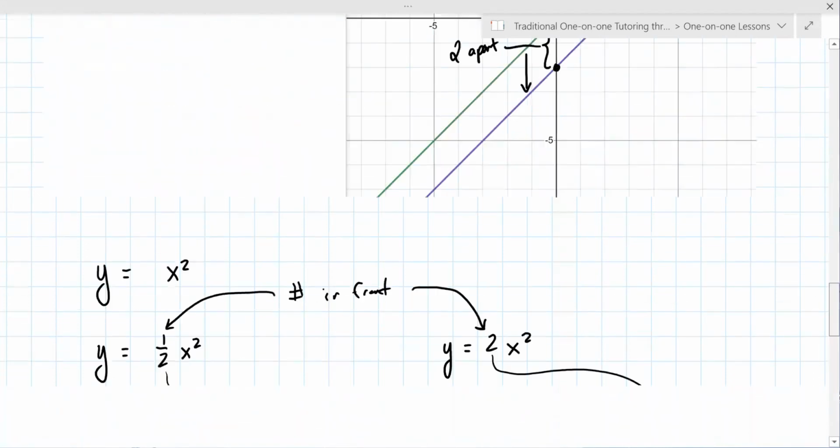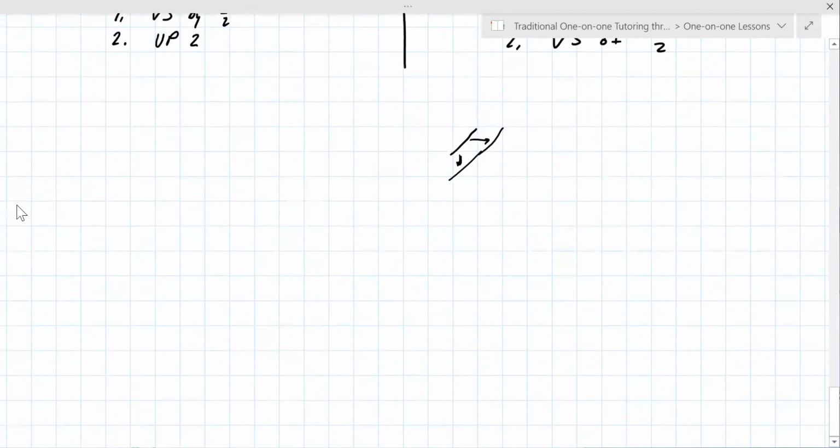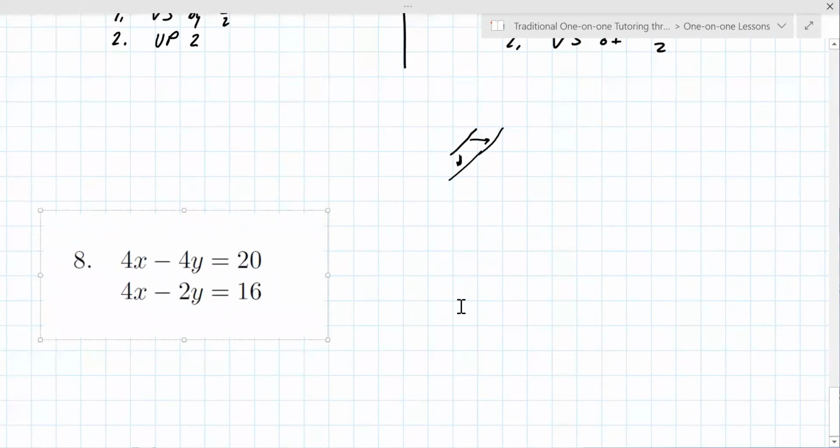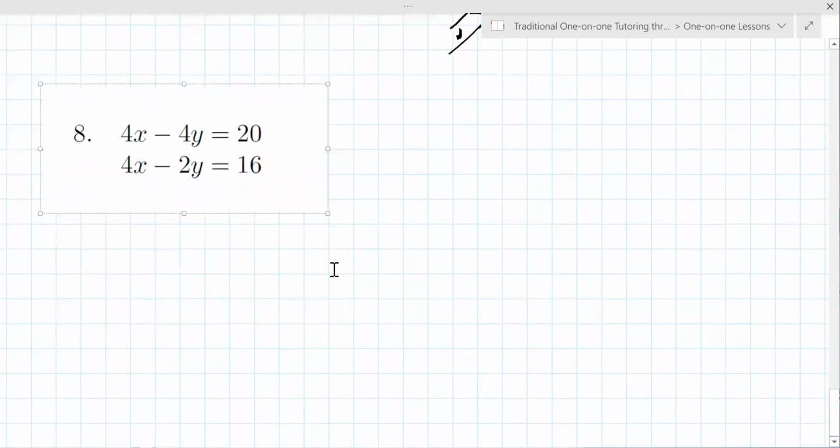All right, so systems of equations. The first one we'll look at here is number 8. 4x minus 4y equals 20. 4x minus 2y equals 16. How would you solve this? Do you recall?